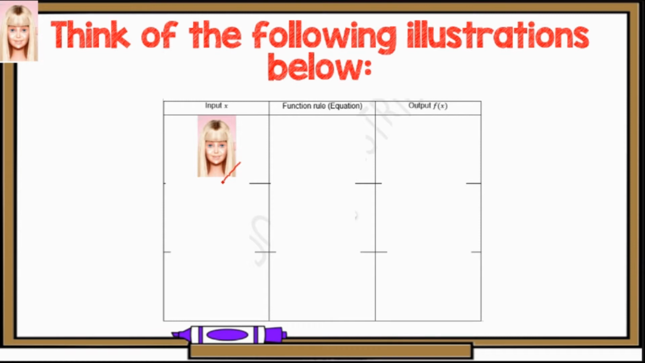Okay, we have a tired Barbie. She wants to look pretty again. So what do you think she should do? Okay, she should have a makeover. And the result? Of course, a prettier Barbie. Now let's go to the second picture.